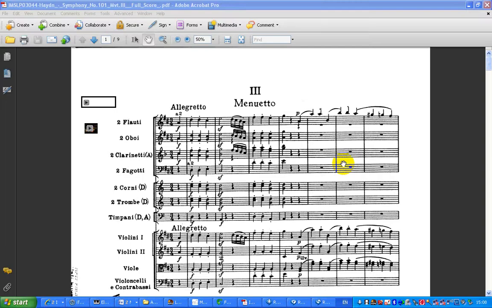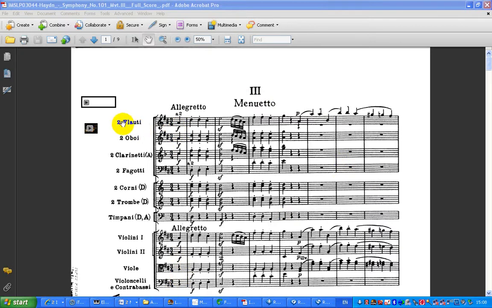A score reading of Haydn Symphony No. 101, third movement. Hi folks, okay, so here is a score. This is what the conductor would be using to read all the different parts of the orchestra.